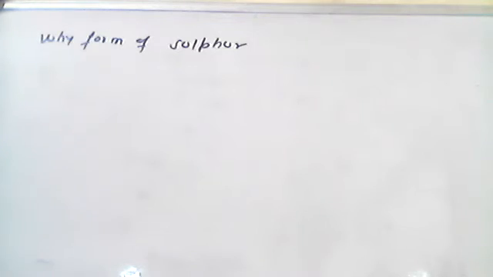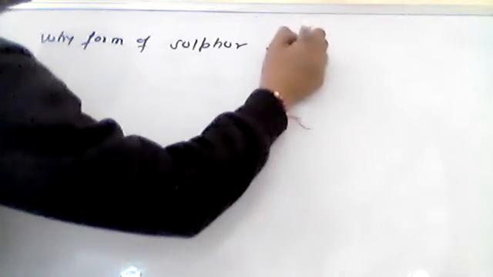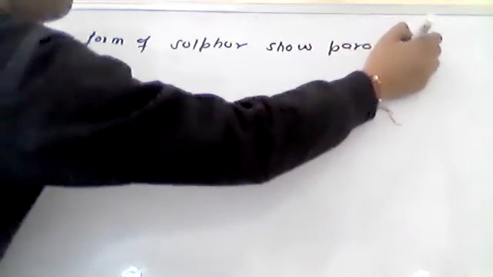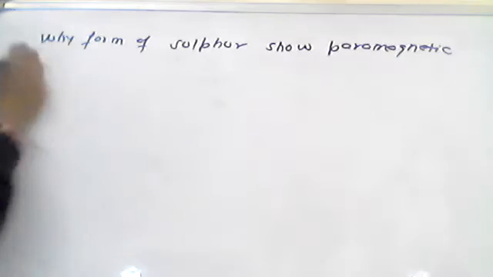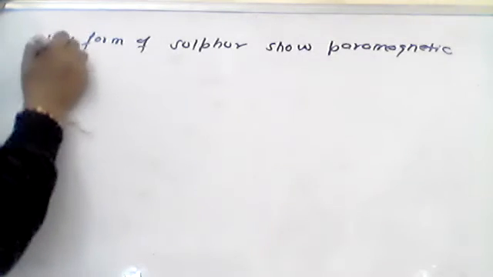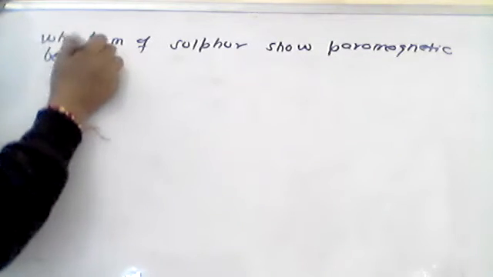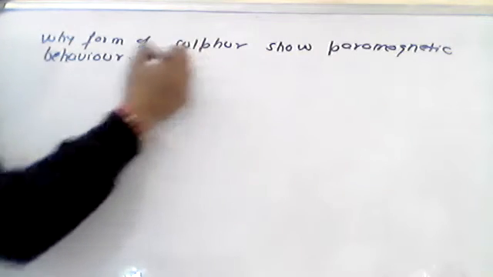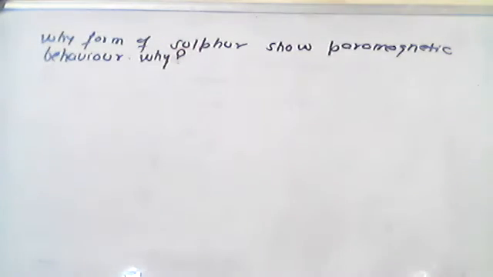Allotropes we will discuss together only. For sulfur is there, phosphorus is there. Together we will just compare it. It will be much fine. Which form of sulfur shows paramagnetic behavior, and why? Which of sulfur will show paramagnetic behavior and why?